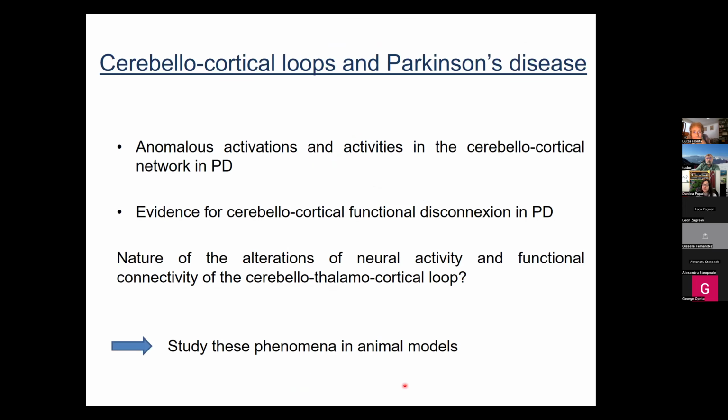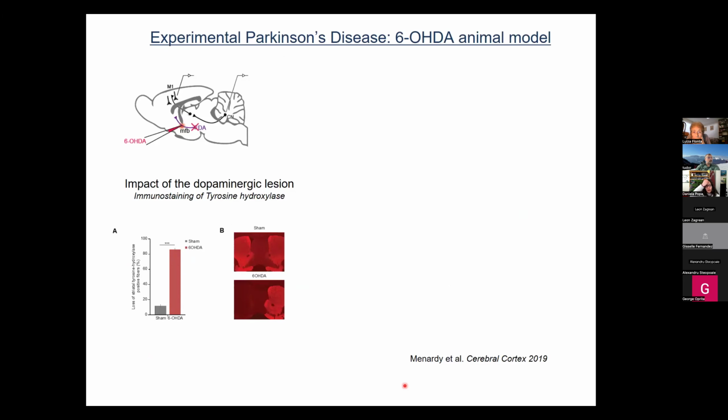So now I showed you that there are anomalous activations and activities in the cerebellocortical network in Parkinson's disease, and evidence for cerebellocortical functional disconnection in Parkinson's disease. But what is the nature of the alteration of neural activity and the functional connectivity of the cerebello-thalamo-cortical loop? To study this phenomenon, we decided to use animal models where we can be more invasive. And we performed an experimental Parkinson's disease model, a classical model of 6-hydroxydopamine.